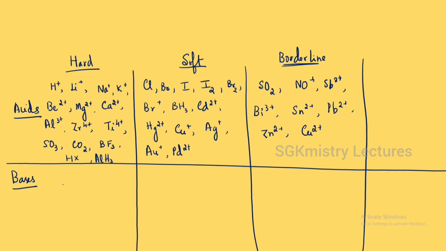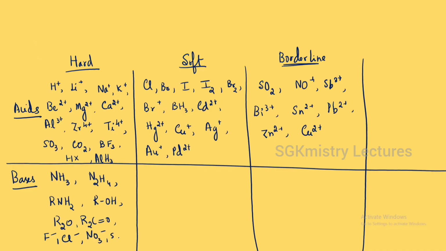Next, talking about the bases. So hard bases are the ones in which the donor atoms have high electronegativity. So I can take the examples here, NH3, N2H4. Then we have primary amines, RNH2, alcohols, ROH. You can also take ethers, right? Then even ketones. Then we can also take anions like F minus, Cl minus, then nitrate, sulfate, etc.